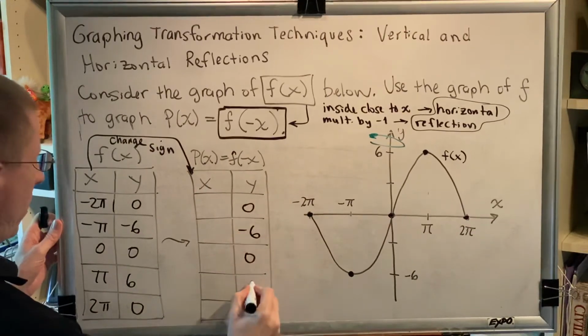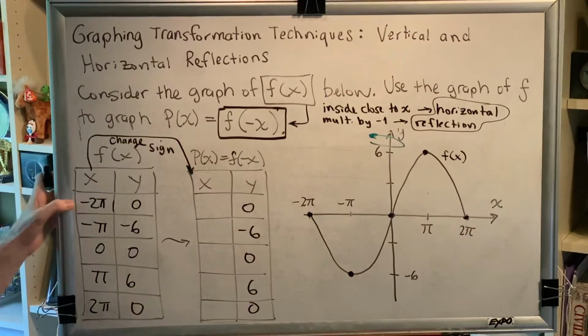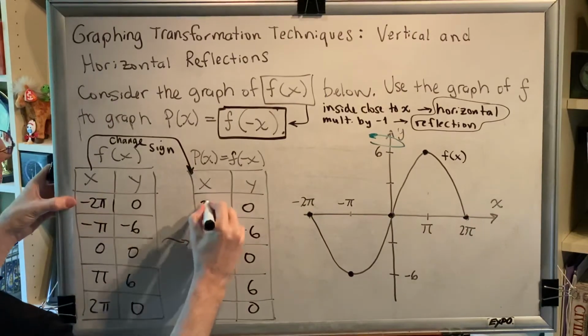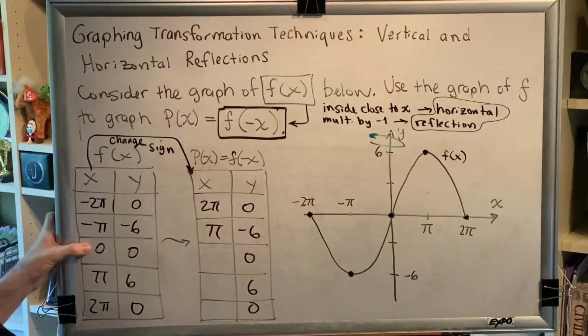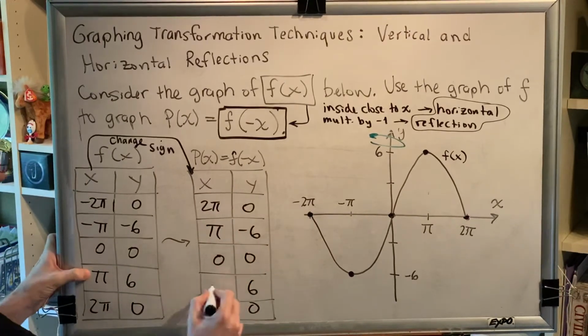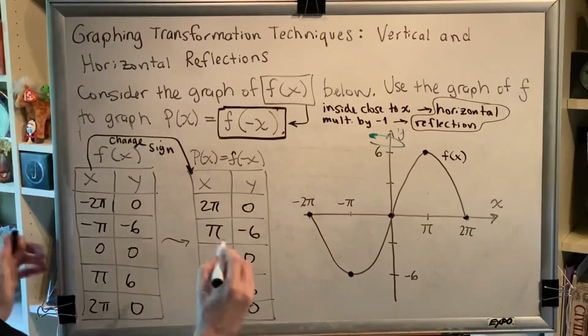Since the y's are going to stay the same, let's go ahead and copy those now. So these y's are identical, but the x's change sign. So negative 2 pi becomes positive 2 pi. Negative pi becomes positive pi. 0 stays as 0. Pi becomes negative pi, and 2 pi becomes negative 2 pi.